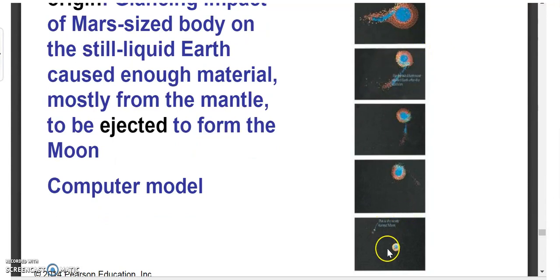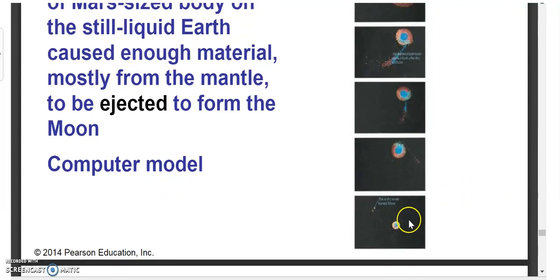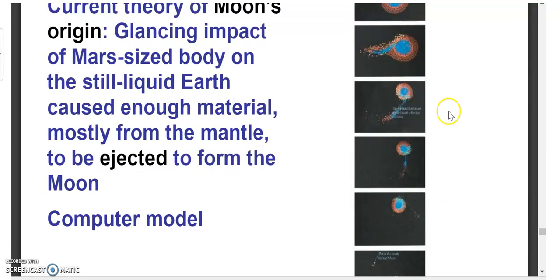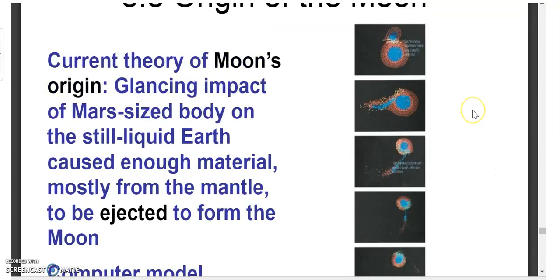And the computer models actually show that after this impact, over just a short amount of time, the material coalesces again. This leftover debris, this vaporized material, coalesces again into what we now think of as the Moon. Well, not think of, it's what our Moon is. So this impact, by the way, is called the giant impact theory, and it's actually the best theory we have.